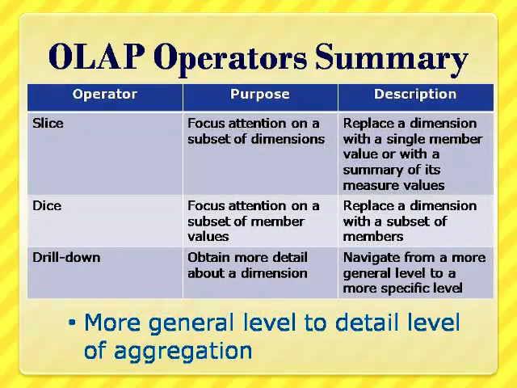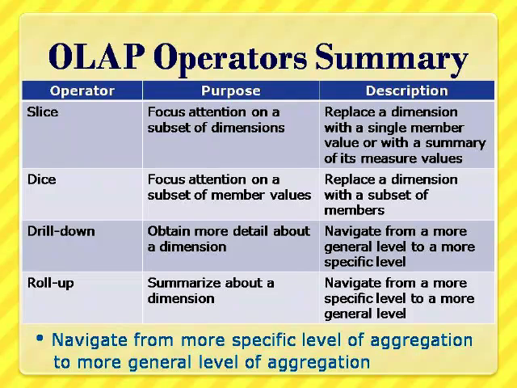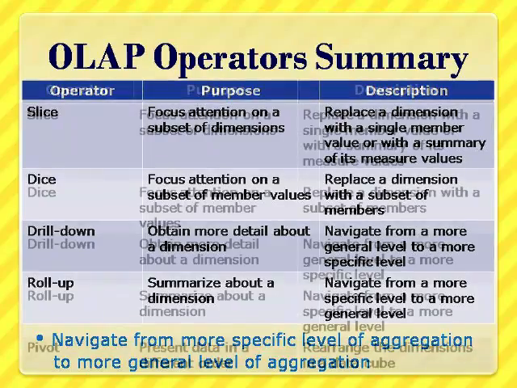The third operator is drill down. The purpose of using the drill down operator is to obtain more detail about a dimension. That means you can navigate from a more general level to a more specific level. The next operator is roll up. The purpose of using this roll up operator is to summarize details about a dimension. That means you can navigate from a more specific level to a more general level, which is the reverse process of the drill down operation. And the last operator is pivot.